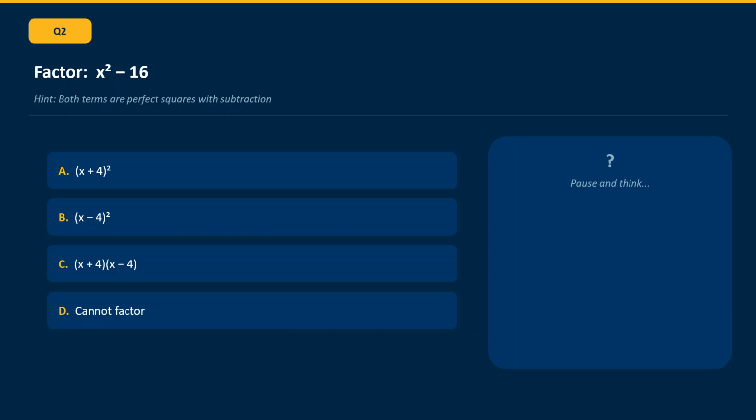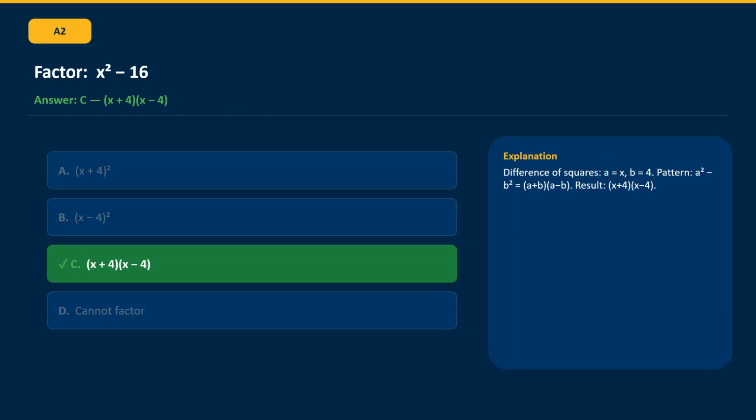Question 2. Factor x squared minus 16. Think about which pattern fits two terms separated by a minus sign. Choose your answer. The answer is B. The quantity x plus 4 times the quantity x minus 4. This is a classic difference of squares.